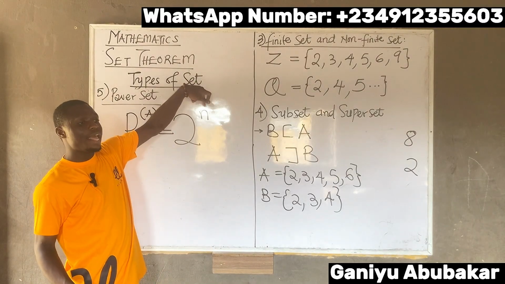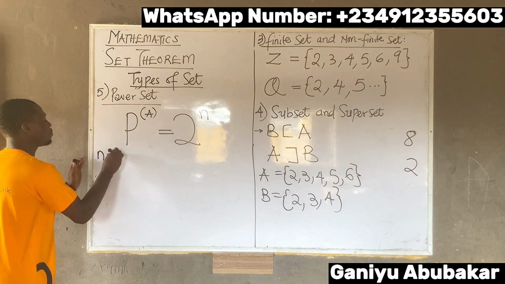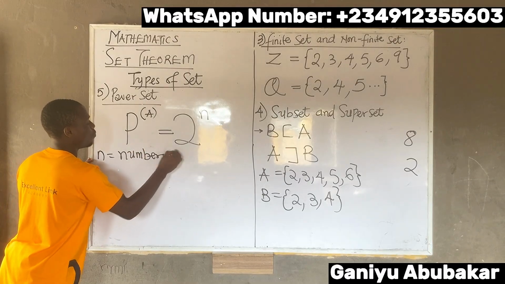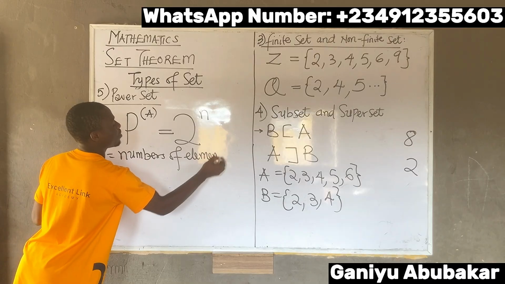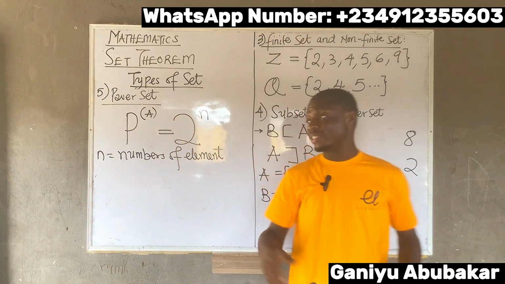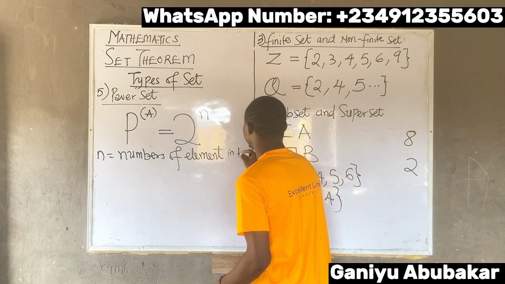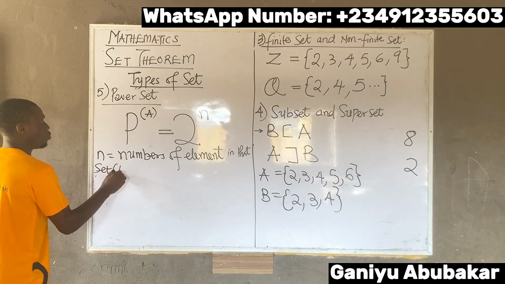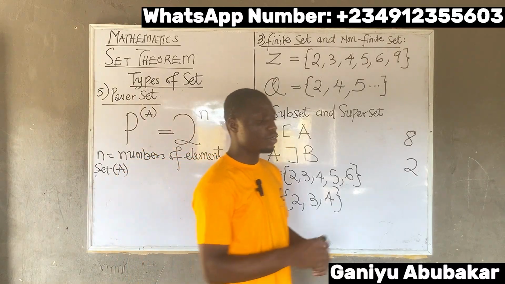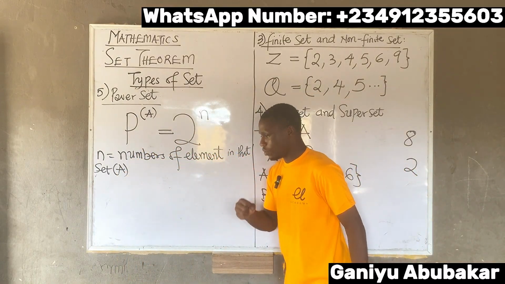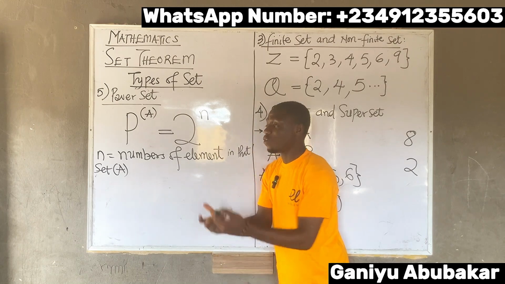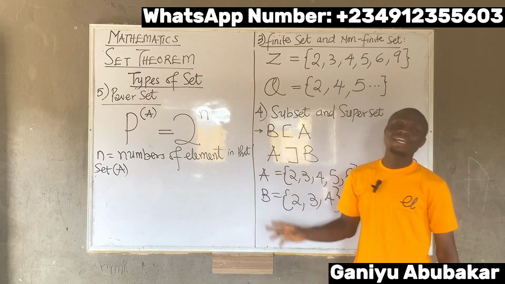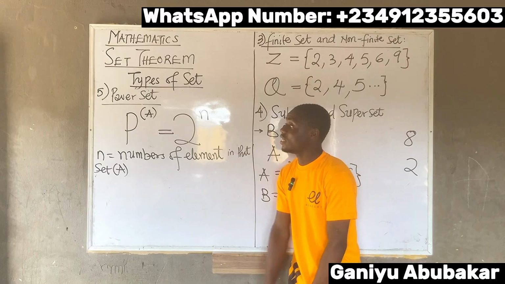And what does n mean? n means number of elements. Number of elements or members in that set considered. In this case, it was set A considered here. So, given a set A, the power set of A is this, and this n means the number of elements in that set. In this case, the set is A.